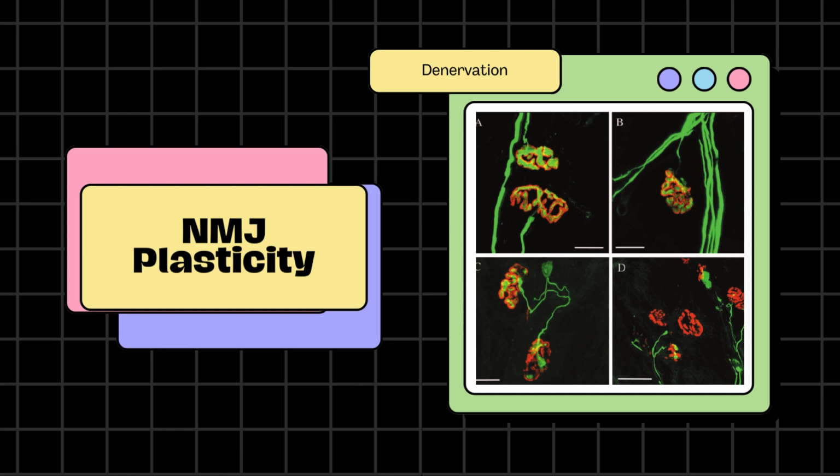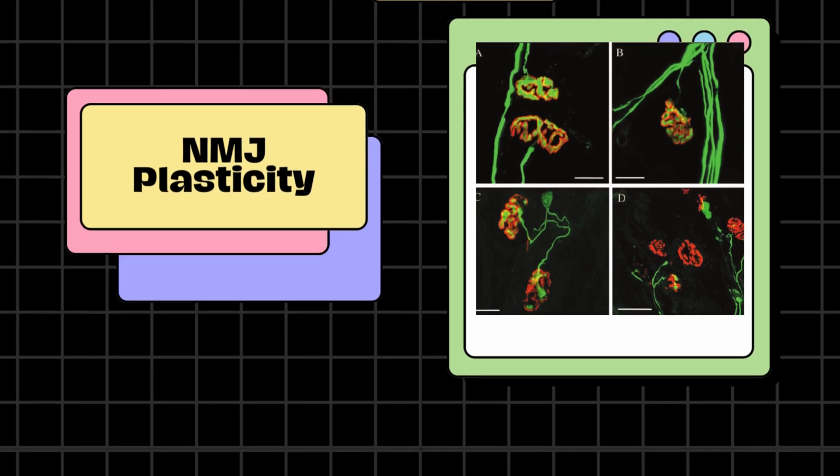We will have a video covering muscle regeneration and satellite cells, so make sure to check that out if you want to learn more about how muscles are generated in the first place. In this case, it's important to understand that NMJ remodeling ultimately affects neuromuscular transmission.